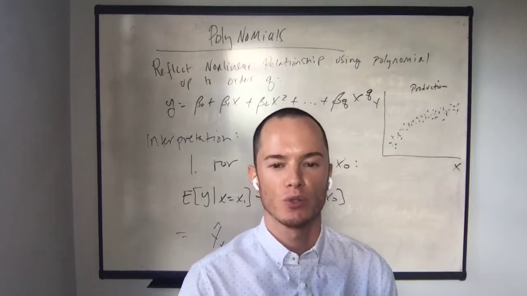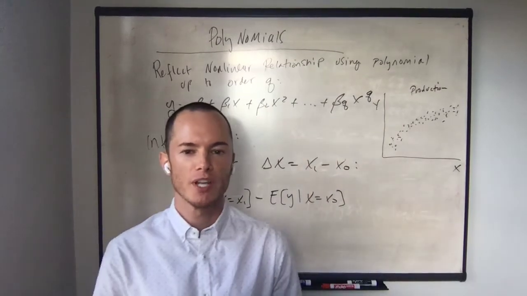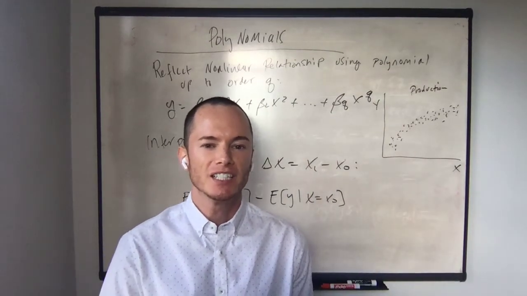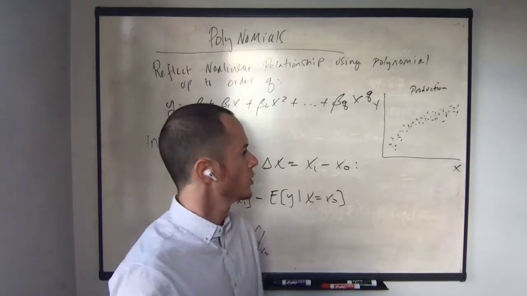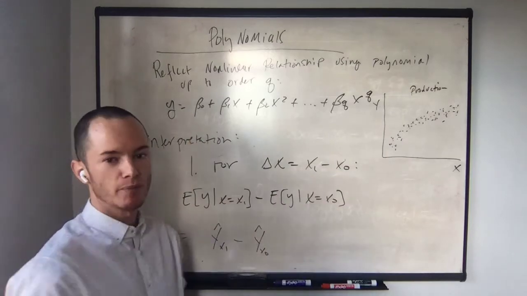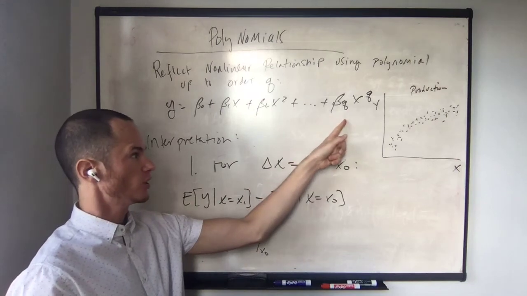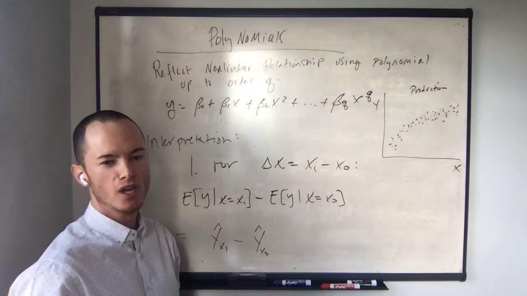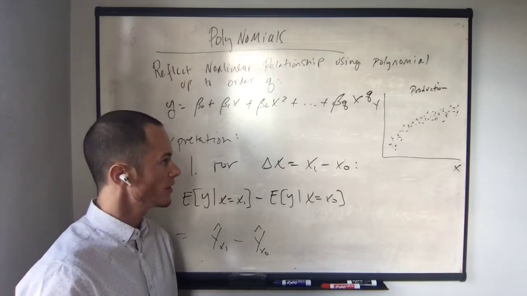In this video, we're going to briefly discuss polynomials. Polynomials are a way to reflect a nonlinear relationship using a polynomial up to order q. So we'll have a regression equation, y equals beta naught plus beta 1 times x plus beta 2 times x squared all the way through beta q times x to the power of q. And we can, of course, include other explanatory variables other than x.